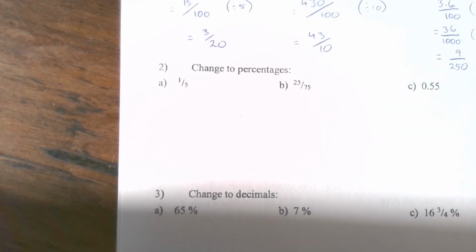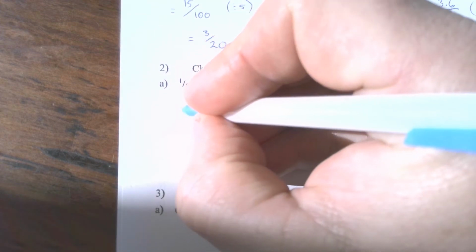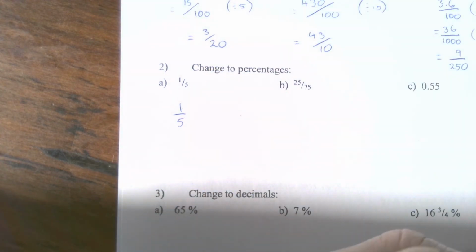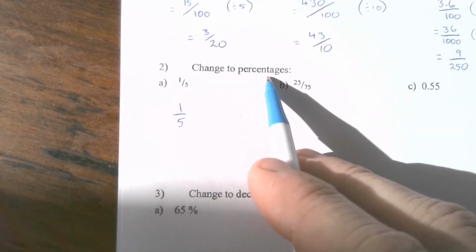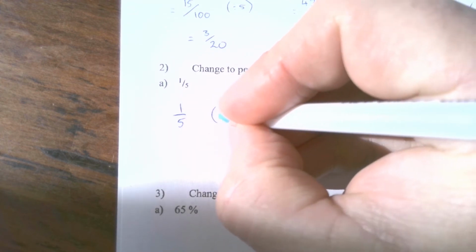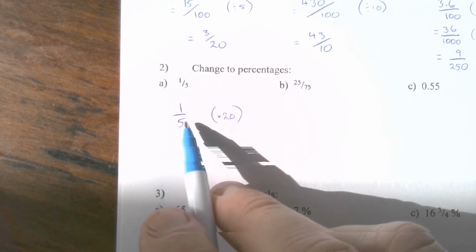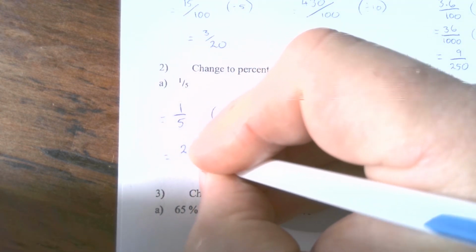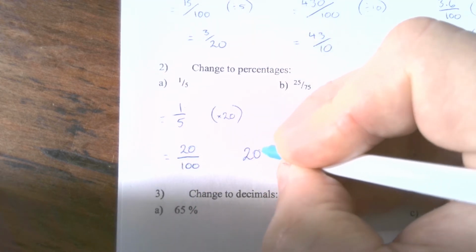Question 2 wants us to turn a fifth into a percentage. Now, there's a couple of ways of doing this. One way of doing this would be to turn that into a 100, because we know that's a percent, okay? So if I multiply that by 20, that number will become 100. But anything I do down there, I have to do to the top. So the equivalent fraction is going to be 20 100ths, which is 20%.